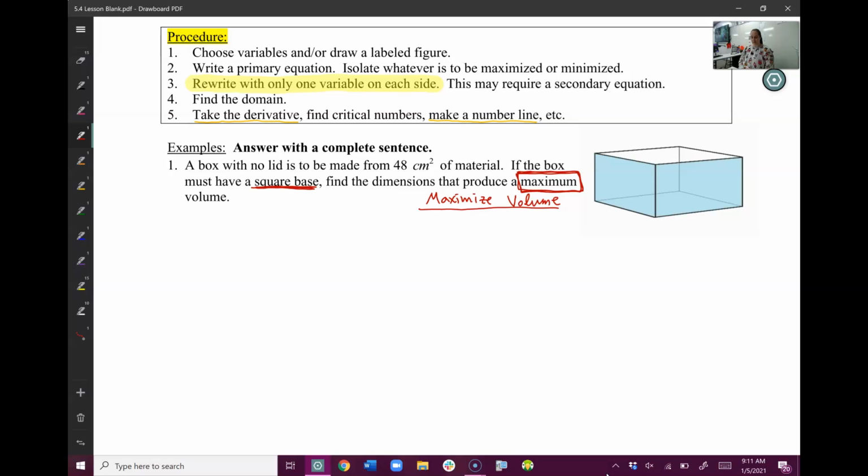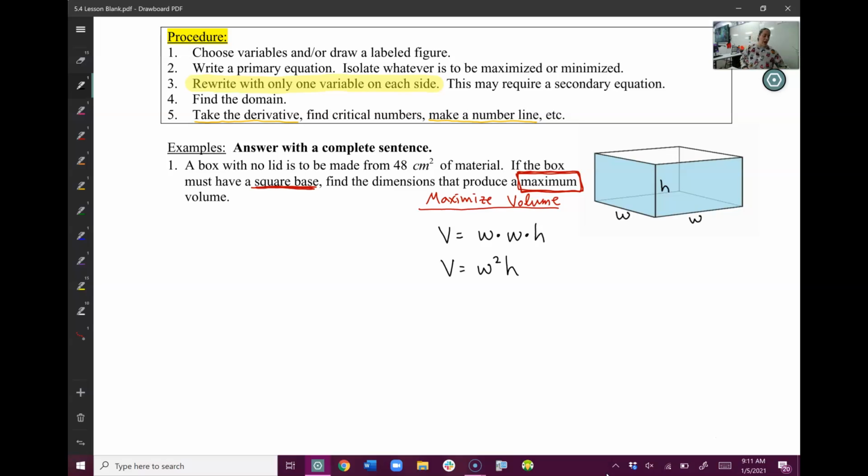So let's go to this picture right here. First off, we know that it has a square base, so I'm just going to call both of these W, width and width, and we know they're the same because it's a square base. We don't know what the height is, so I'm just going to call it H. So if I want to do the volume of this box, it's going to be length times width times height, or W times W times height, which would be W squared H.